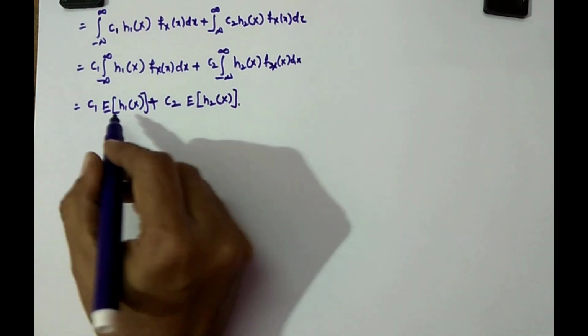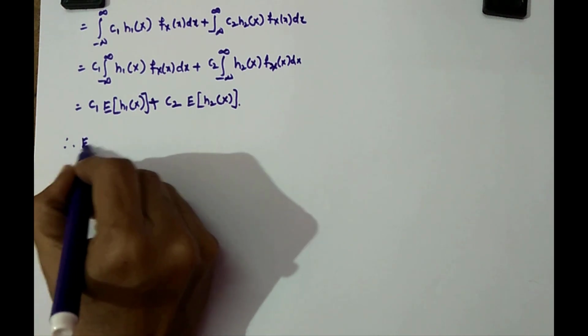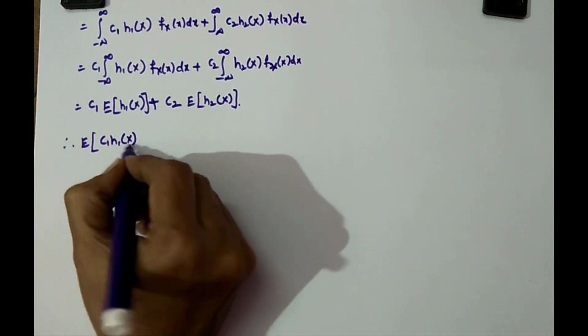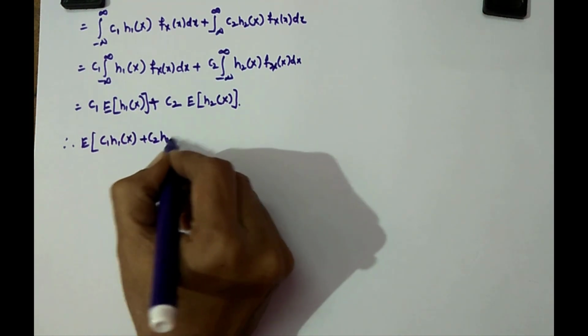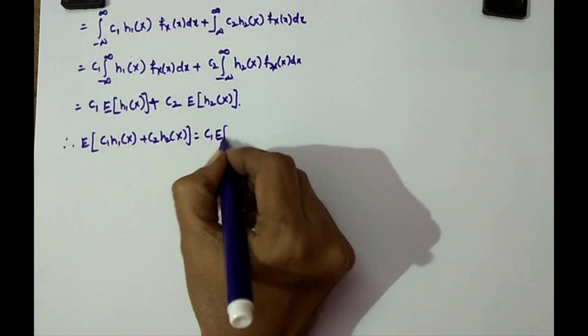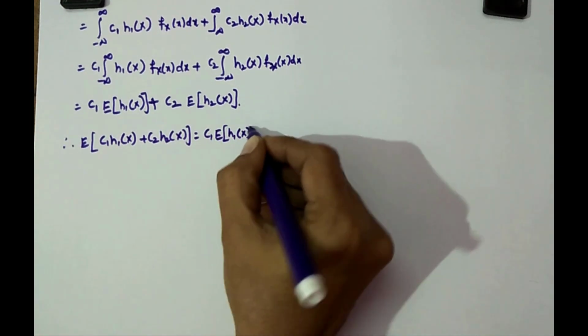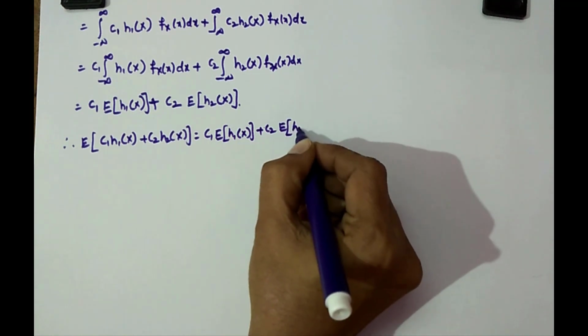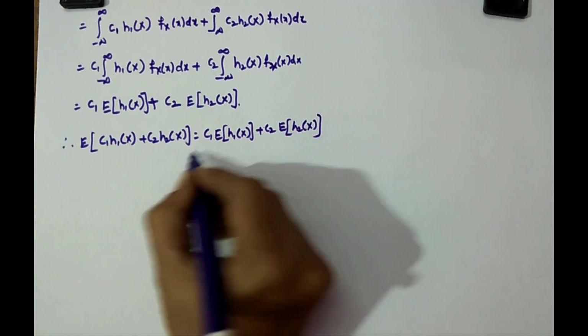Okay, so hence proved. Therefore, expectation of C1 into h1 of x plus C2 into h2 of x is equal to C1 into expectation of h1 of x plus C2 into expectation of h2 of x. That's all. This is proved.